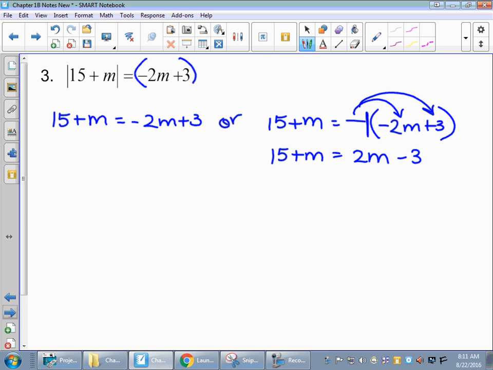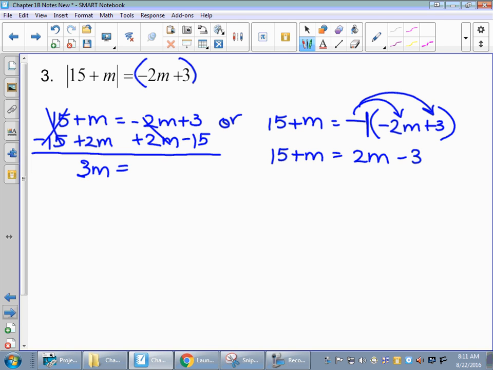I'm going to go to the other side now. I am going to add 2m to the m, and at the same time I'm going to subtract 15. You could do this in 2 steps. You don't have to do it this way, but it kind of cleans up both sides at the same time. The 15s are gone. I'm left with 3m equal to negative 12. Divide by 3. M is equal to negative 4. We'll check that answer in just a second.